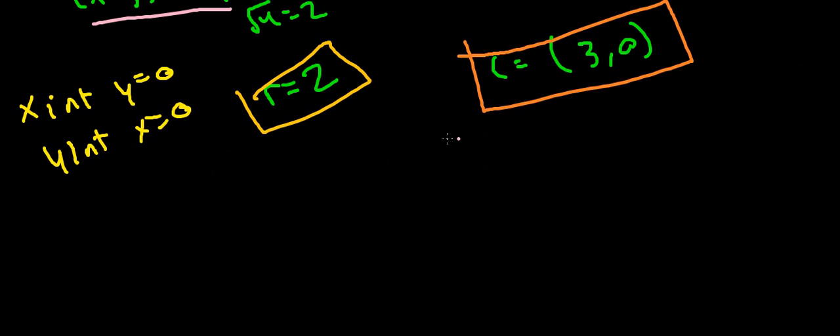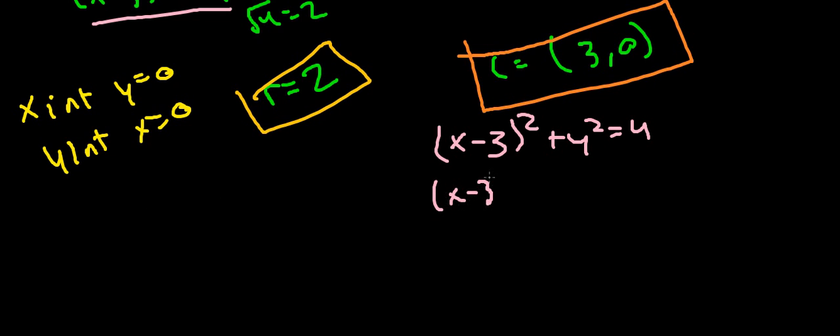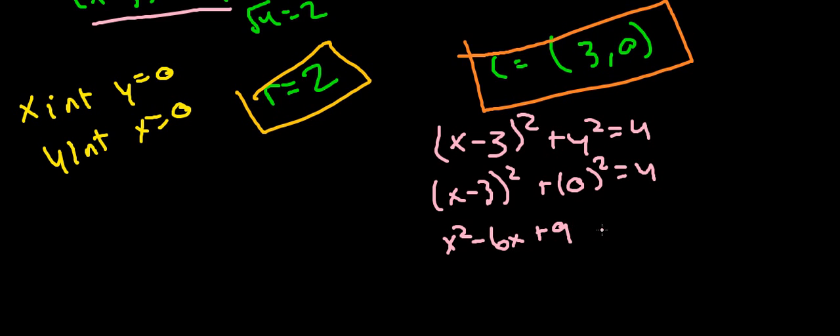So we have (x minus 3) squared plus y squared is equal to 4. I'm going to find the x-intercept first by setting y equal to 0. So I have (x minus 3) squared plus 0 squared is equal to 4. Now I'm going to FOIL this out. I get x squared minus 6x plus 9 is equal to 4. I'm going to subtract 4 from both sides: x squared minus 6x plus 5 is equal to 0.